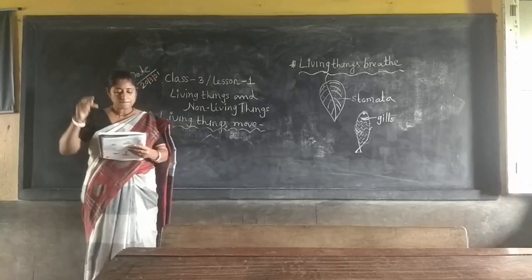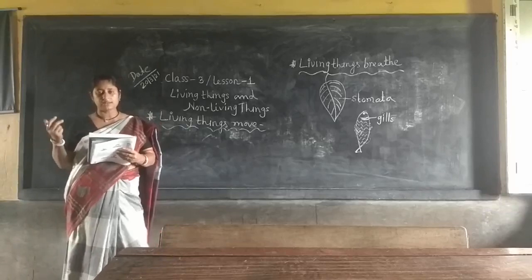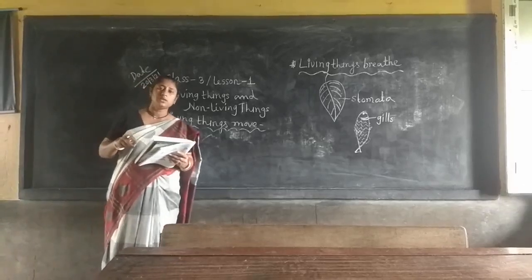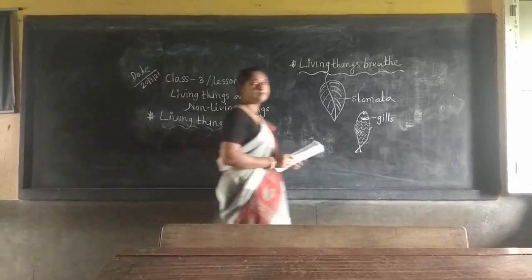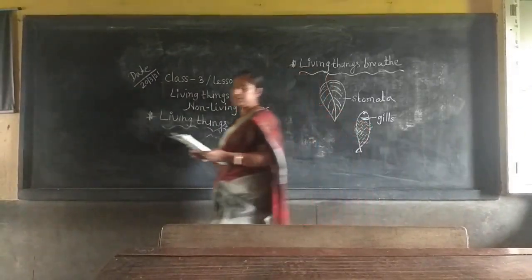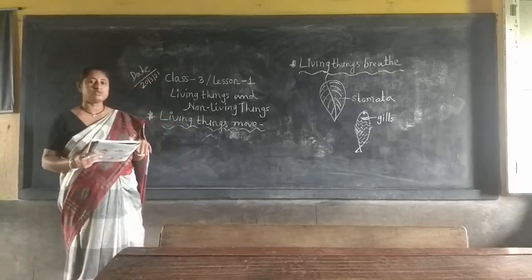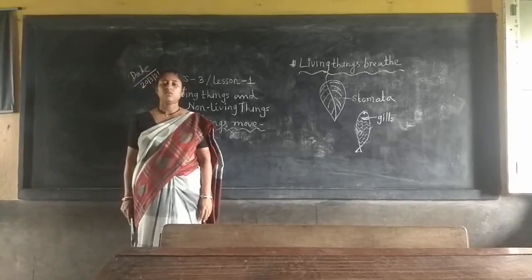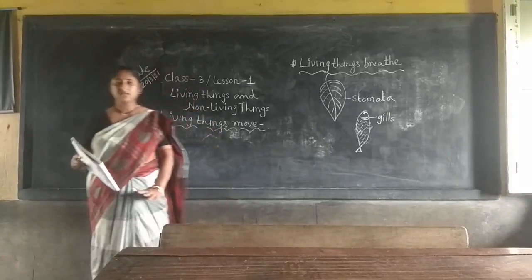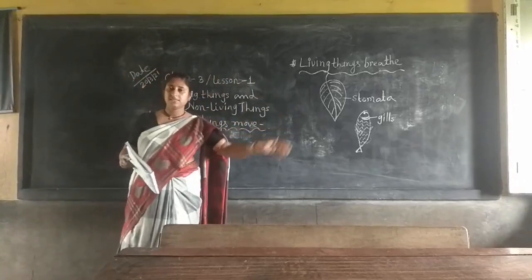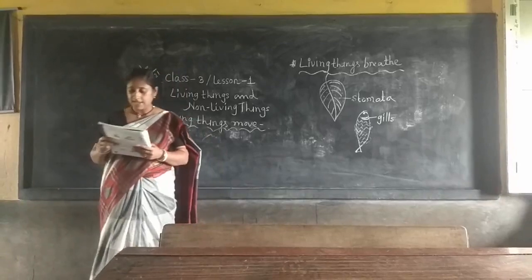So first one, all living things show movement. How do they show movement? Animals and humans can move on their own, like walk this side, that side. But plants cannot move from place to place; they stand fixed in one place. But their branches also move this side, that side, turning, bending.